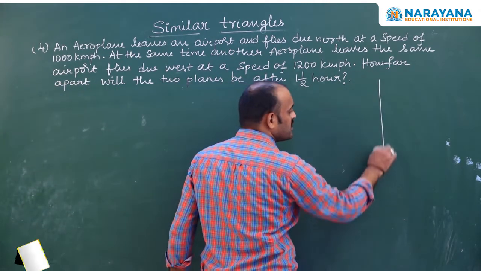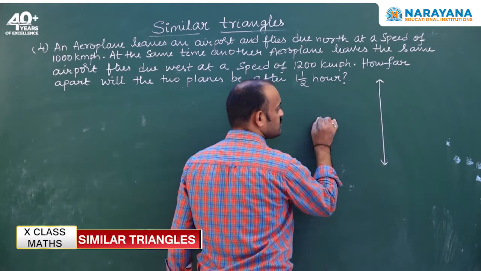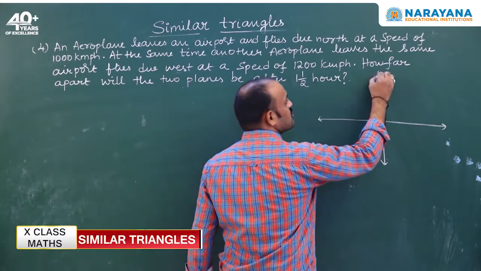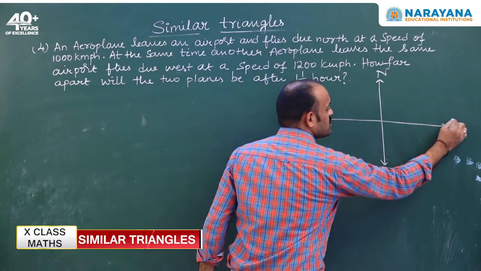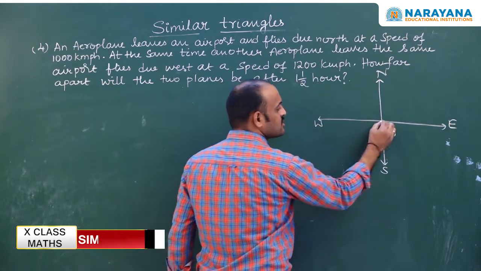See, I am going to write the directions first. So, north, south, east, west. So, this is the airport.